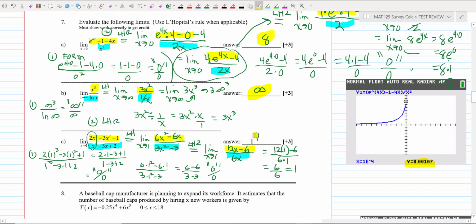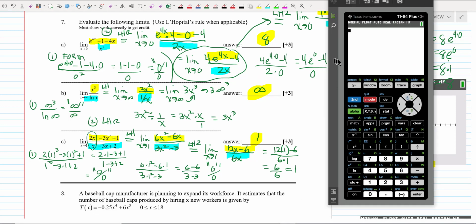Okay, and again, let's just do a quick checkaroo here. These are the kind of things you can do at the end of the test, and just kind of catch some mistakes if you do that. It takes a little time. It takes about a minute to put all this stuff in. So we have 2x to the third minus 3x squared, and then plus 1.